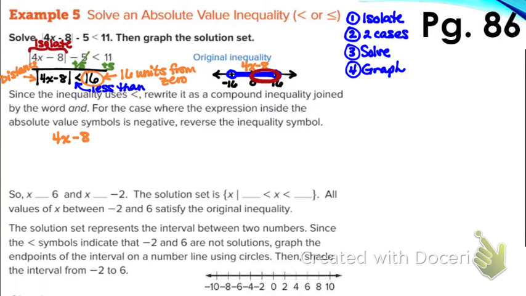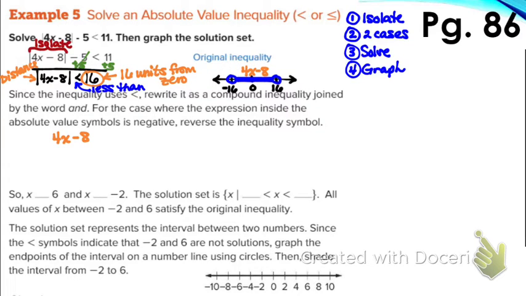What I have circled in red right there, that is less than 16 units from 0, right? On the positive side, that's closer to 0 than 16 units. Over here, I'm on the negative side of 0, but that is still less than 16 hops away. Does that make sense? That's what we're expressing right now.